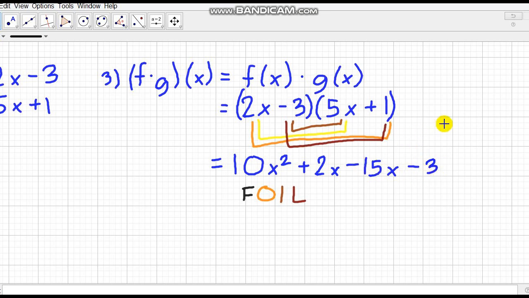So we have 10x squared plus 2x minus 15x minus 3. Then we combine the similar terms. We end up with 10x squared minus 13x minus 3. And this is our f times g of x.